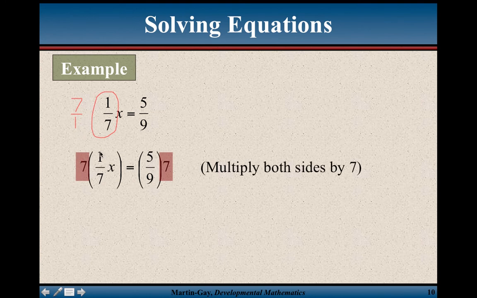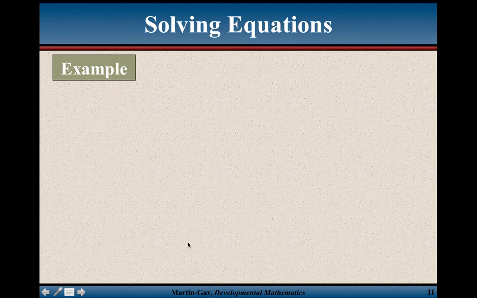So, we have this one. 7 times 1 is 7. 7 divided by 7 is equal to 1. That's why we have 1x here. 7 times 5 is 35 over 9. Or to simplify that, what is 35 over 9? So, it is a mixed number since it is an improper fraction. So, our answer is 3 and 8 over 9. So, that is our final answer, no? The simplest form. Next, 8 over 3x equals 6.